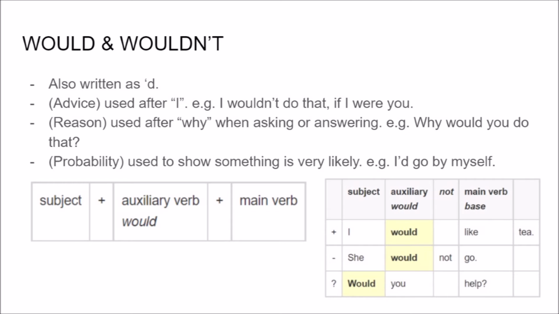Also written as 'd. It can be used after I in advice, or used after why when asking or answering for a reason. Used to show something is very likely in probability. An example, I wouldn't do that if I were you. Why would you do that? I'd go by myself. The form of would and wouldn't is subject plus auxiliary verb would plus the main verb.